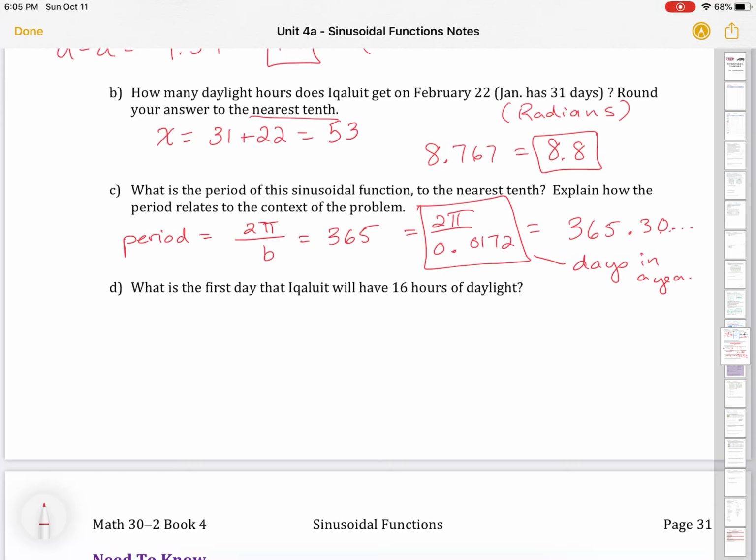Okay. What is the first day that Iqaluit will have 16 hours of daylight? So we make y equal 16. And we can do an intersection. What we find is day 106. So it's mid-April. Because 106, subtract 31 for January, subtract 28 for February. 30 days has September, April, June, and November. Subtract 31 for March. So it's about halfway, around April 16th.